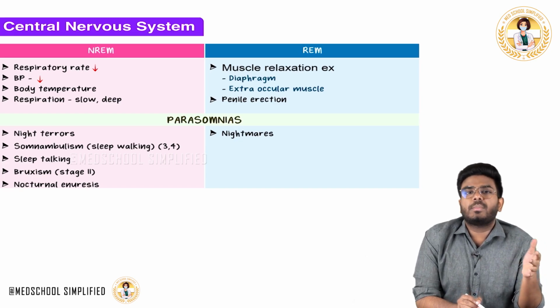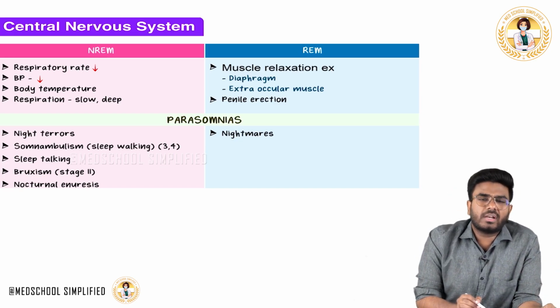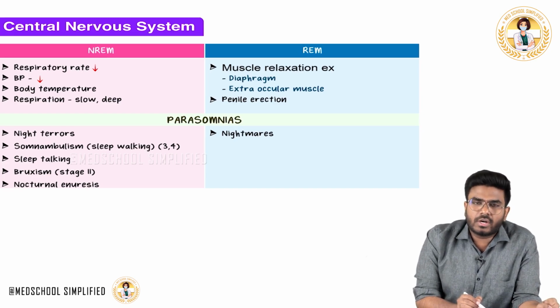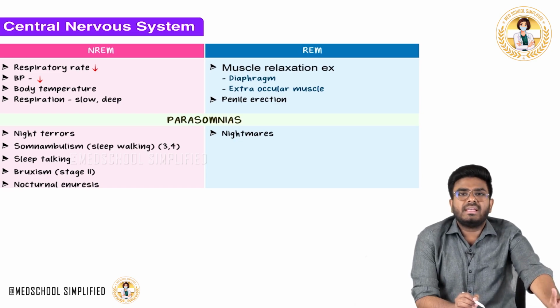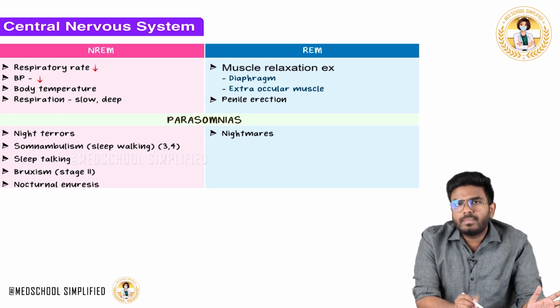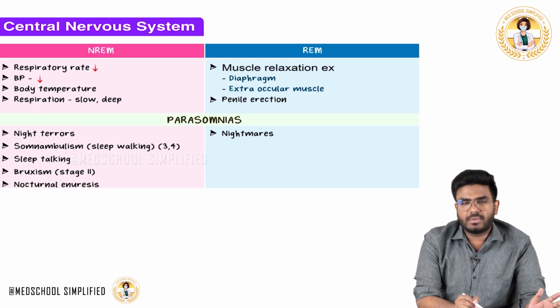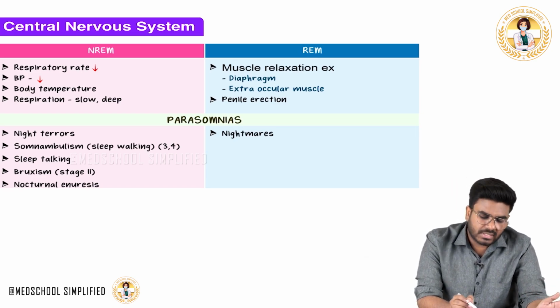Other than this, all other muscles are relaxed. Even sphincters are not relaxed. I have to add here, sphincters are also not relaxed. If sphincters are relaxed, there will be urination and defecation. So usually all the muscles are relaxed except some muscles, mainly the diaphragm, extraocular muscles, and sphincter muscles. Apart from this, all the other muscles are relaxed.